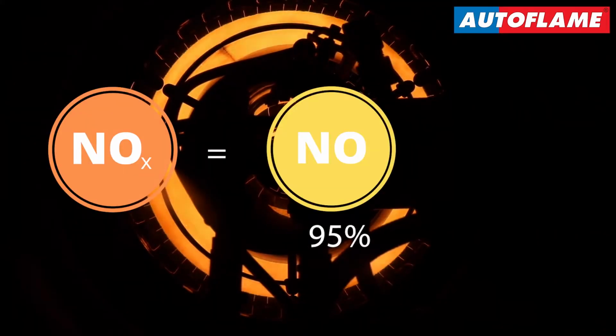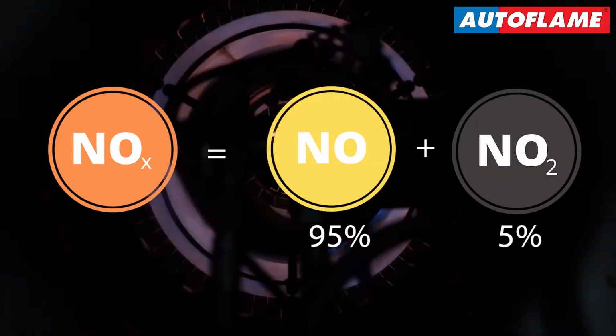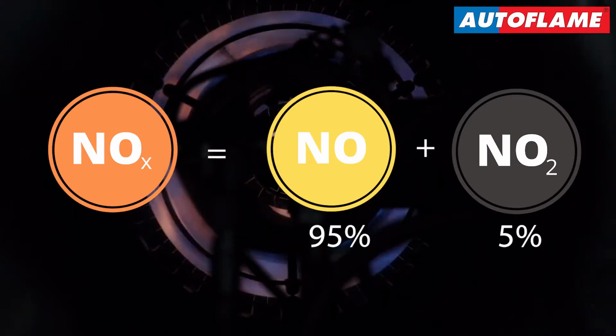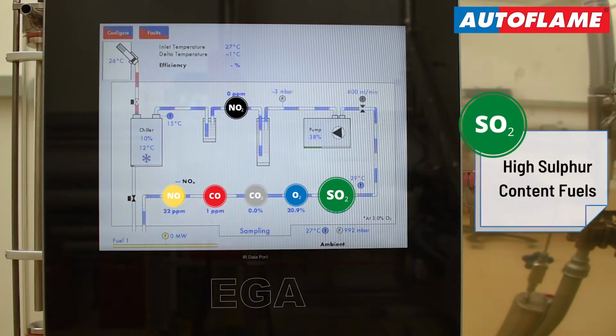NOx is comprised of around 95% NO and 5% NO2, so if accurate NOx measurement and reporting is necessary, then the NO2 cell is required. Otherwise, the EGA will calculate the NOx from the NO. We would recommend the SO2 cell for high sulfur content fuels, such as heavy oils.